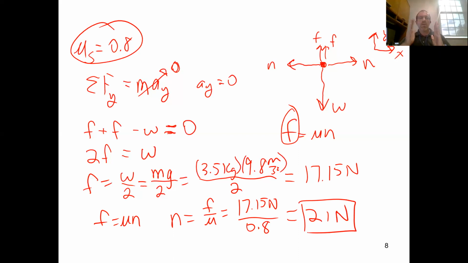So I have to exert 21 newtons with my right hand, and I have to exert 21 newtons with my left hand in order to keep this textbook in place, given the kind of made up numbers that I gave us for the mass of the textbook and the coefficient of friction.